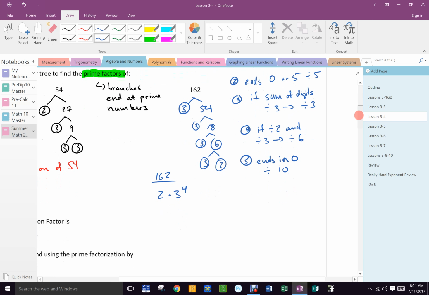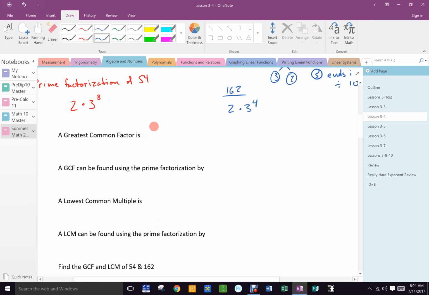So now that we've got some of those divisibility rules locked in our head, let's talk about what these things are. Greatest common factor is the largest number, and that's what that symbol really means. The largest number that divides into your group. So right now, what's our group for this question? It's 54 and 162.